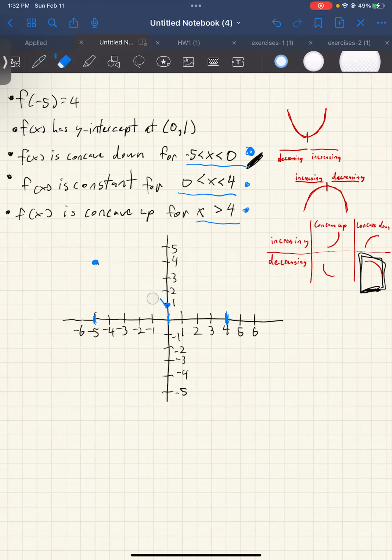Maybe I make it a bit sharper. See, that is how we can be concave down, but connect our two dots.